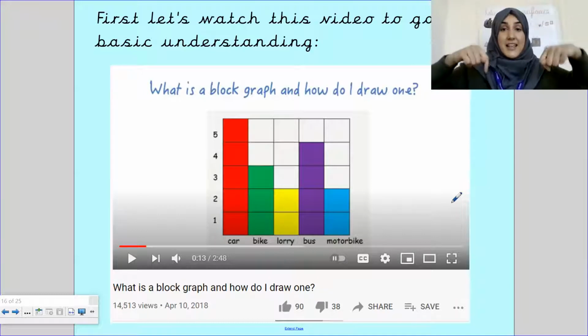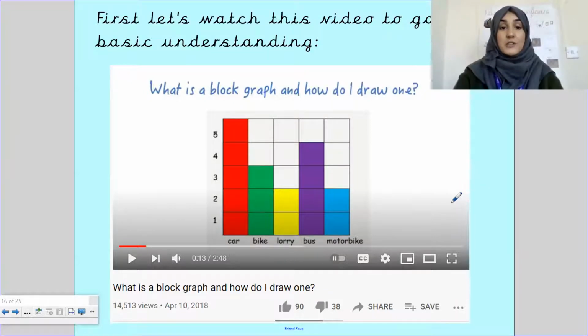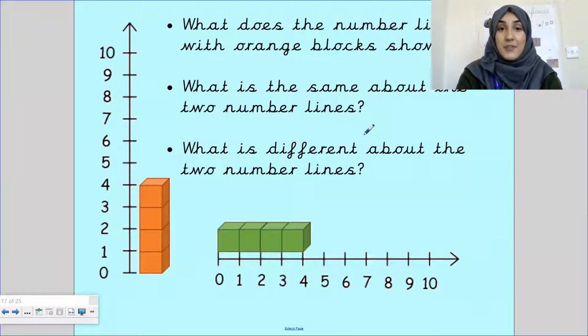Now, the link to the video is in the description box below. What is a block graph, but we are going to call it a diagram, and how do I draw one? So please enjoy that video. It's only 2 minutes and 48 seconds, and once you come back we will carry on with the rest of our maths lesson. So see you in 2 minutes and 48 seconds. Okay, welcome back, Morris class. I hope you've got a basic understanding of what a block diagram is, and now let's build upon that knowledge and carry on with our lesson.